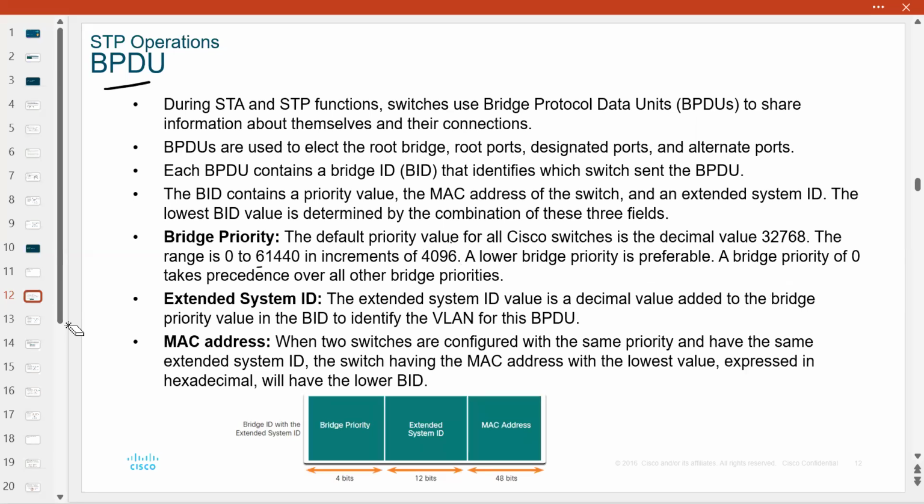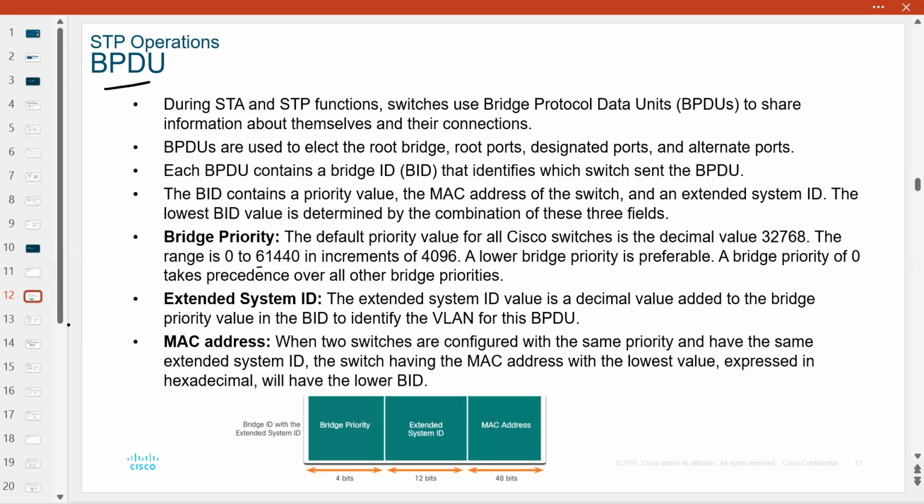So in our example, among switch 1, 2, and 3, the one with the lowest bridge priority becomes the root bridge. The root bridge is sort of the master in a network. If we can have a master and a slave in a network, the root bridge is the master. And traffic ends up going through the root bridge, right?